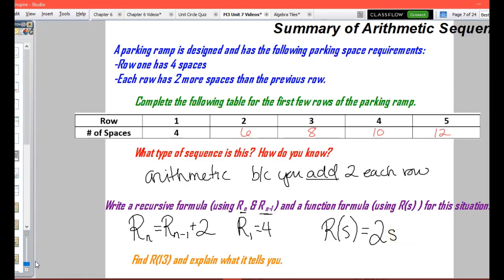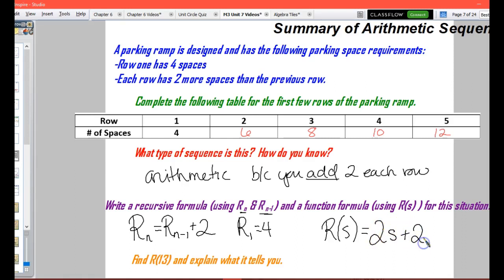Because we want this to work, the function equation should help you by saying, if I'm in row 17, how many spaces are there? Well, that's only helpful if it works for everything in our table. So we go up here. In row 1, there should be 4. Let's plug in 1 and see if we get 4. Well, 2 times 1 does not make 4. So to get from 2 times 1 to 4, I'm going to add 2.